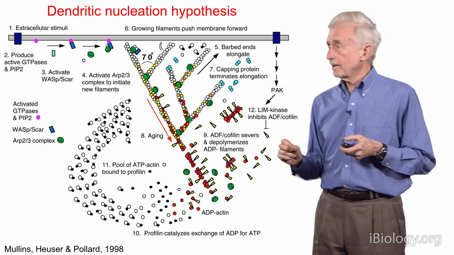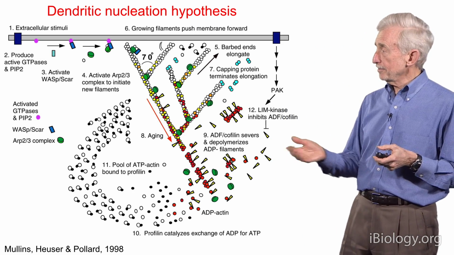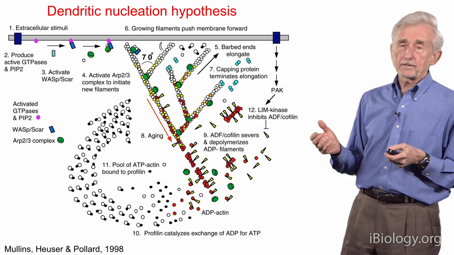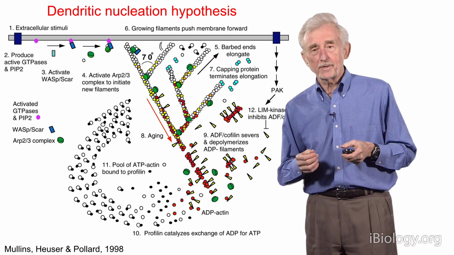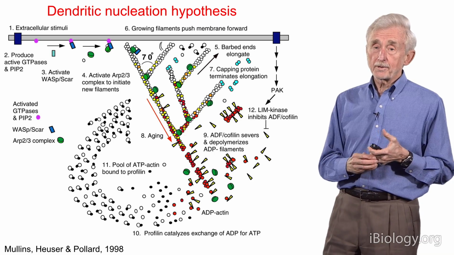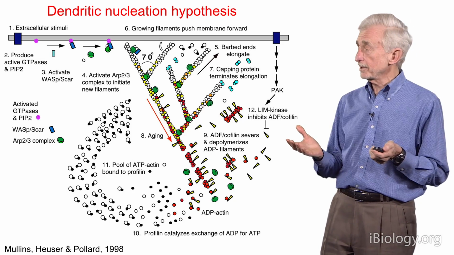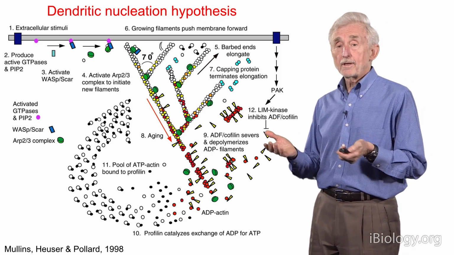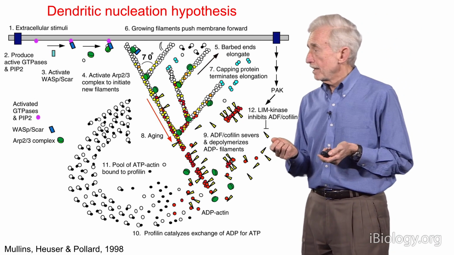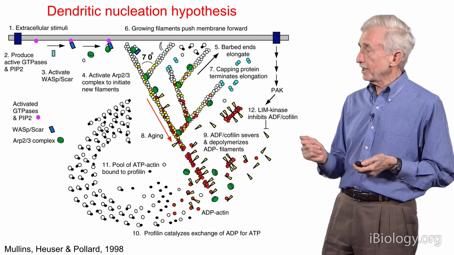This led to what has now become an iconic diagram, which Dyche Mullins made when he was in my lab. And the idea here has been called the dendritic nucleation hypothesis. And let me take a few minutes to walk you through this. The discovery of the branching capacity of the ARP2/3 complex allowed us to put together about 25 years of biochemistry in a reasonable pathway for how actin assembles and disassembles in the cell. And so it was the discovery of ARP2/3 complex and its characterization which made this possible.